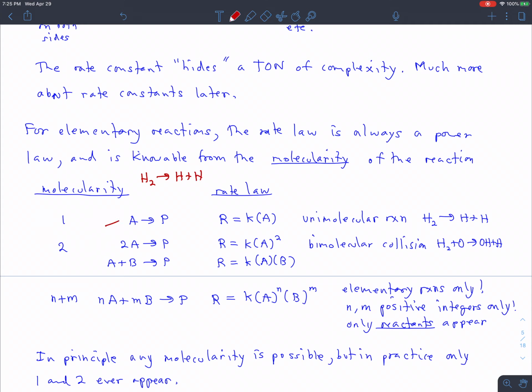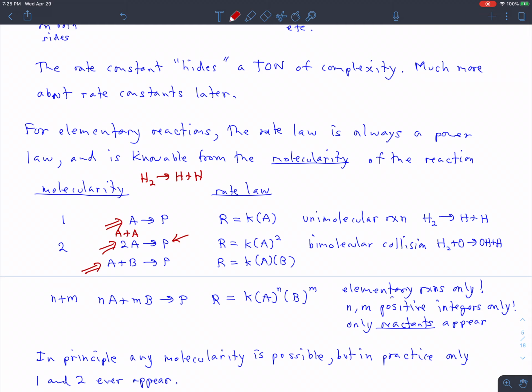This is a first order elementary reaction with molecularity 1. Here's a second order elementary reaction with molecularity 2, right? 2A means A plus A, which means some kind of collision between two like molecules, 2A molecules in this case, to form some kind of product.